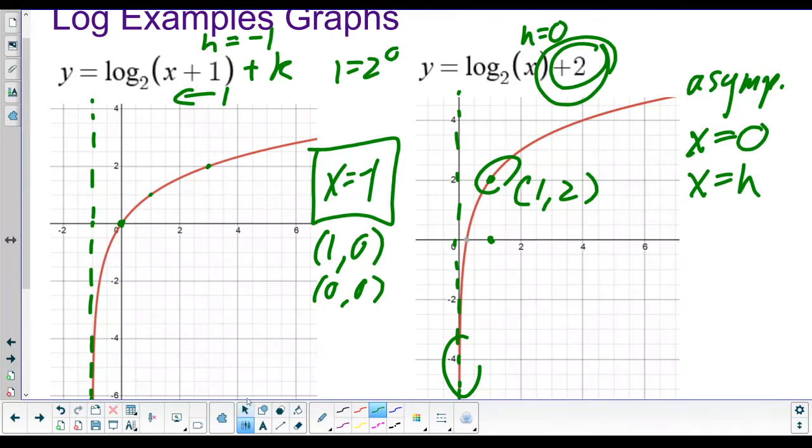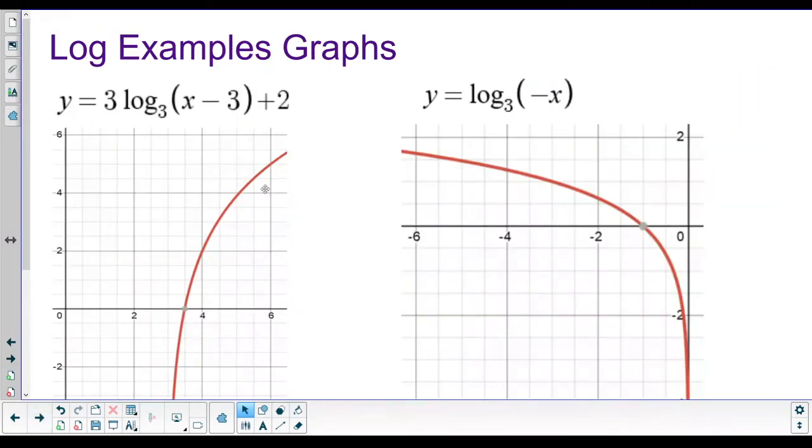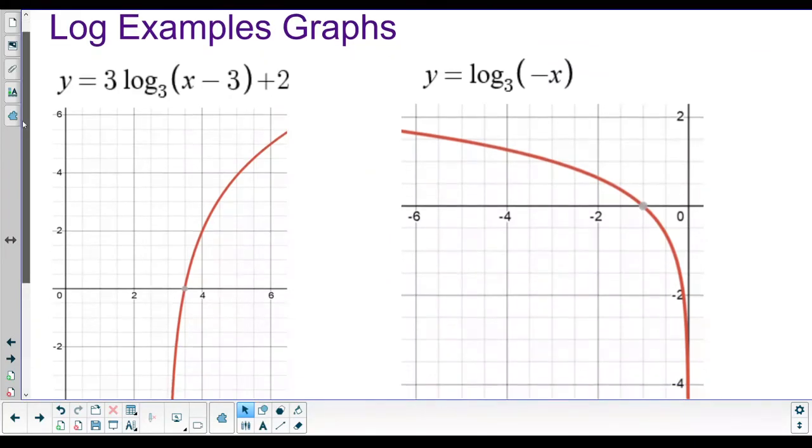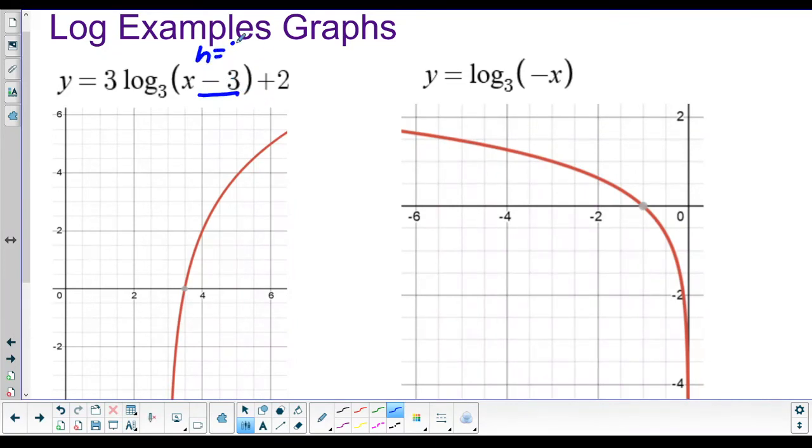Let's look at some weird ones. On this one, I just threw a whole bunch of transformations on there so we can see what's going on. But don't freak out. Let's break it down. Here's our h. So h equals positive 3 because it's always reversed from the sign you see. So our asymptote should be at x equals 3. Let's go look. There's 2. Right in the middle is 3.